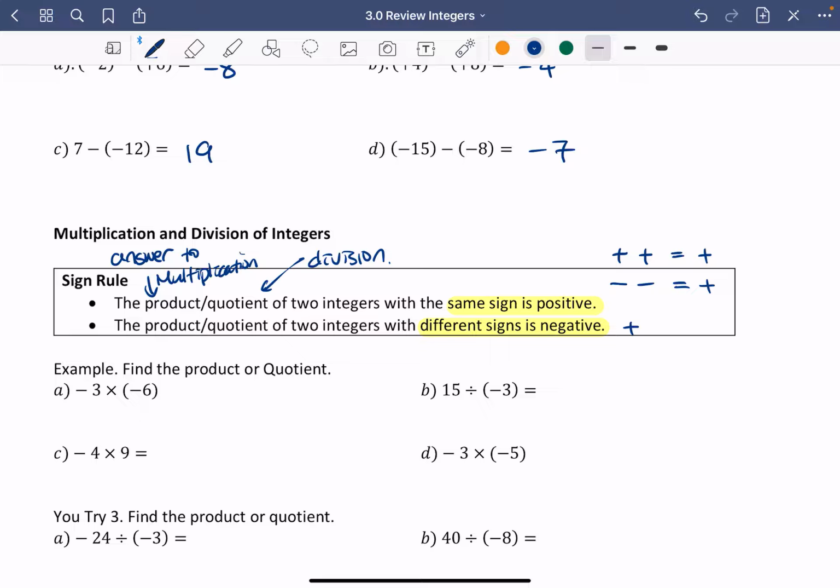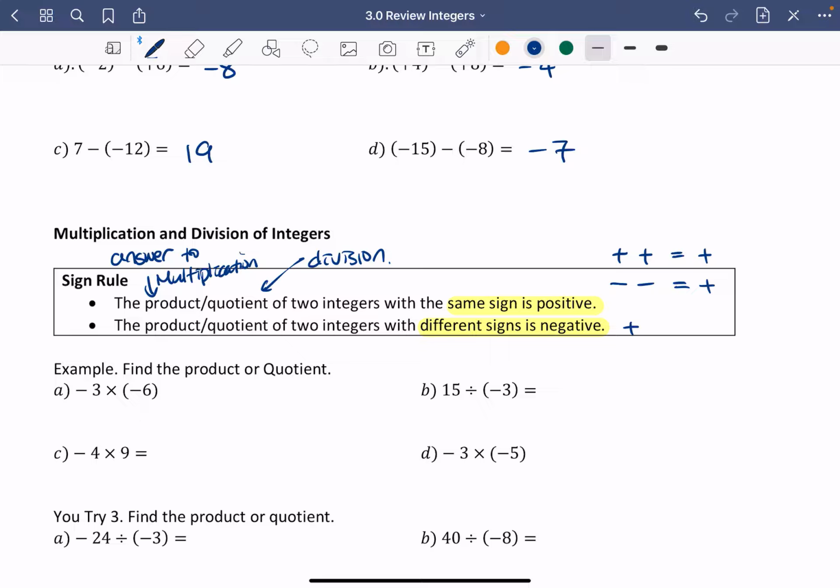Okay, so let's try these questions together. First question. -3 times -6. Both numbers have the same sign, both negative, so the answer will be positive. And 3 times 6 is 18, so positive 18. Next one, 15 divided by -3. This time they have different signs, so the answer will be negative. So 15 divided by 3 then will be 5.